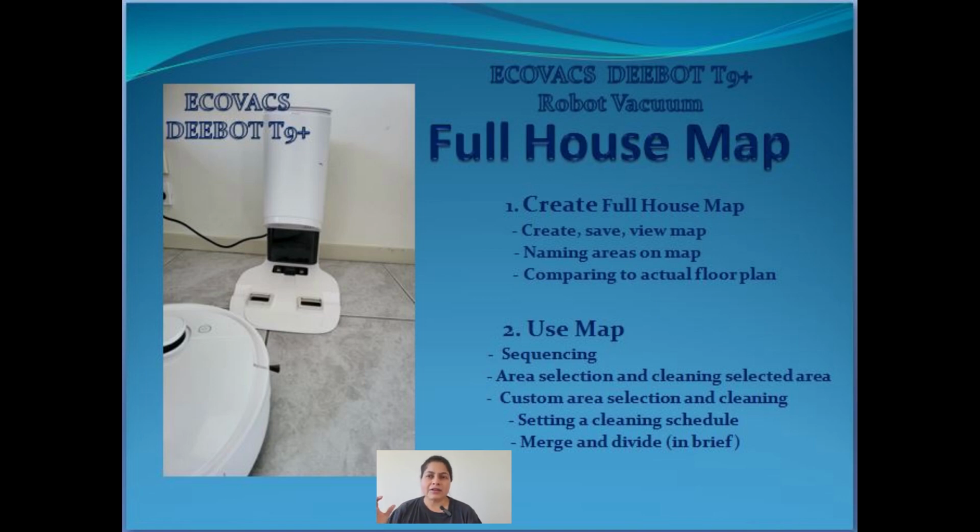All this can be done using a mobile app, and for that, the first thing you would have to do is create a map of your house. So this is something the robo vacuum would do by itself. Now I've bought the ECOVACS T9 Plus robo vacuum model, and this is the model that I'll be using to show you how to create a full house map, and then part 2 of the tutorial in this same video is then how to use that map.